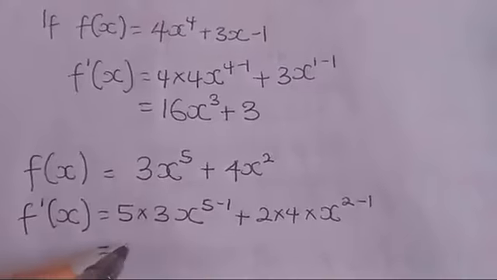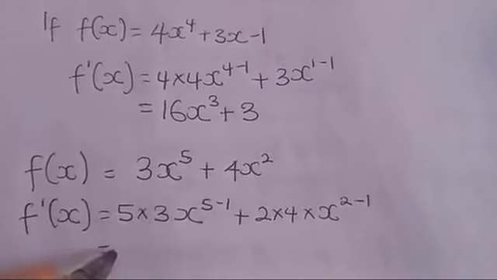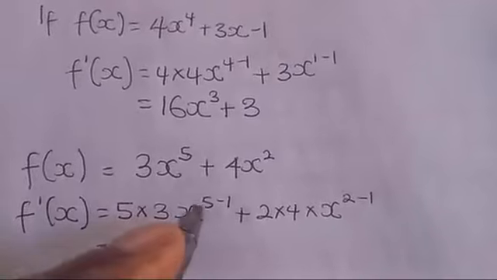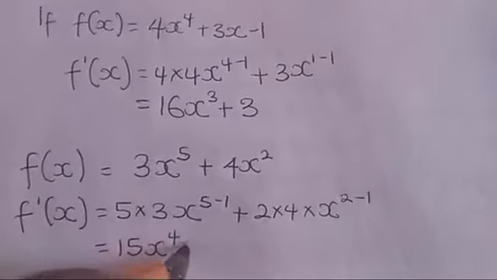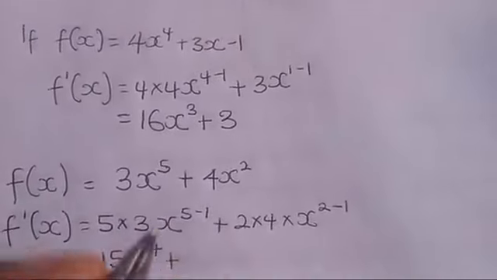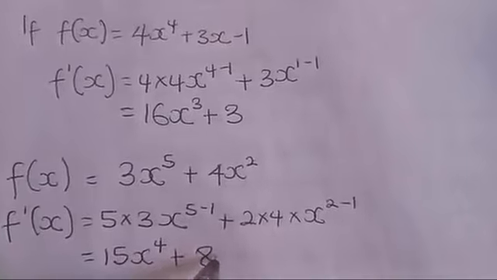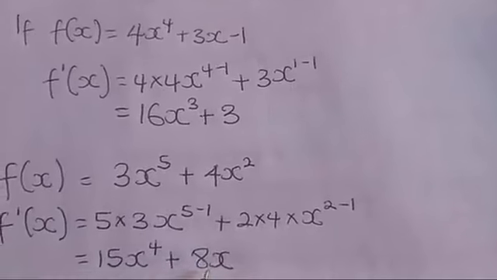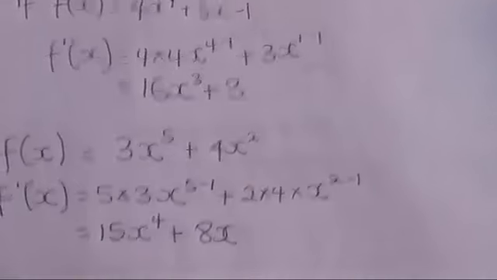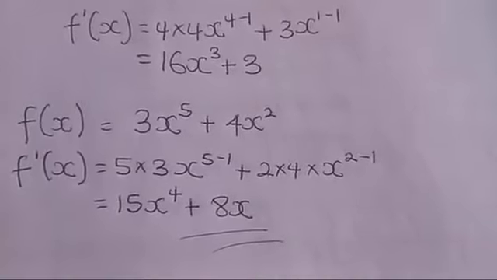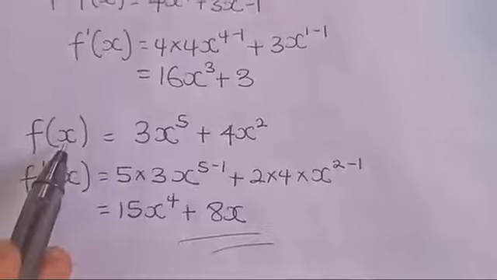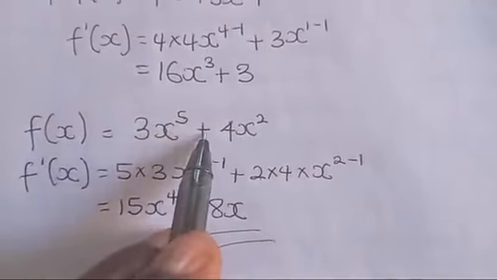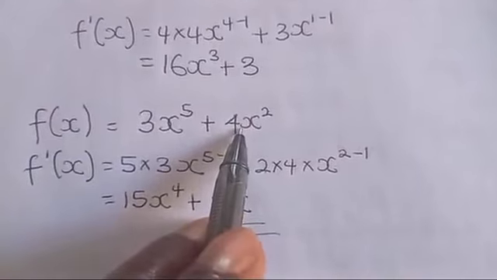And that will be equal to 5 times 3, we have 15. Then we have our x raised to the power of 4. 5 minus 1 is 4. Plus 2 times 4, we have 8. That's 8x. 2 minus 1, we have 1. So we have 8x. So this is the derivative of f of x if f of x is equal to 3x to the power of 5 plus 4x to the power of 2.